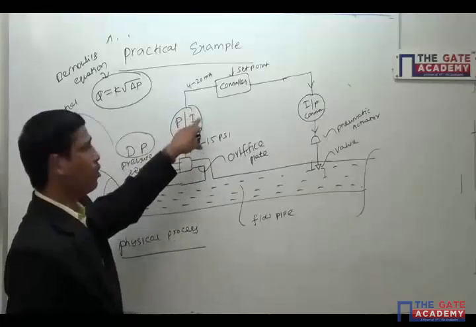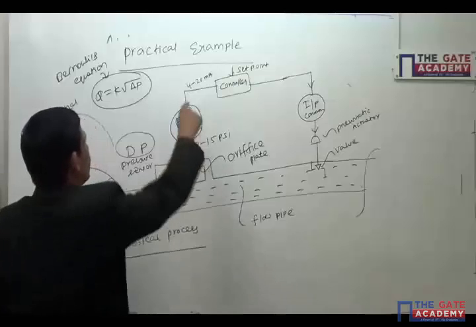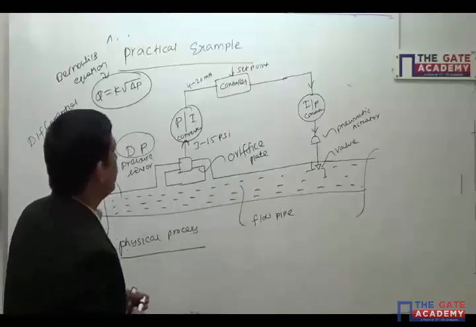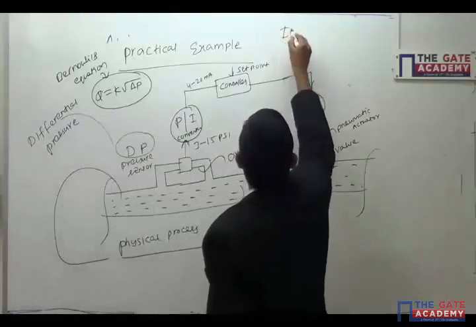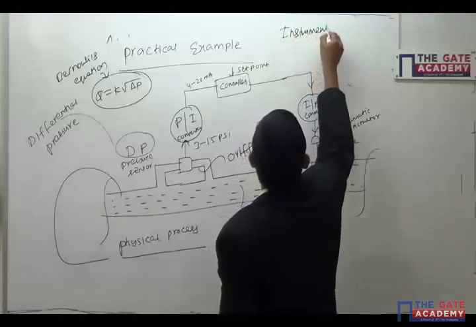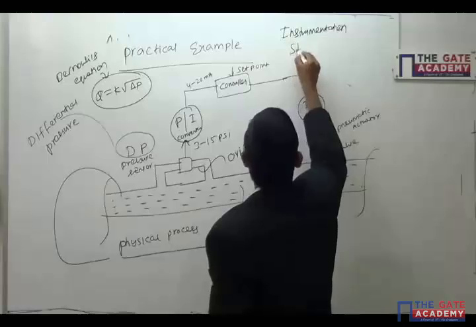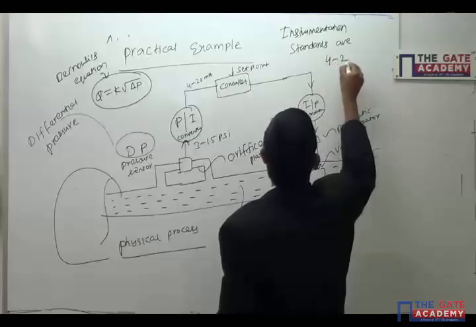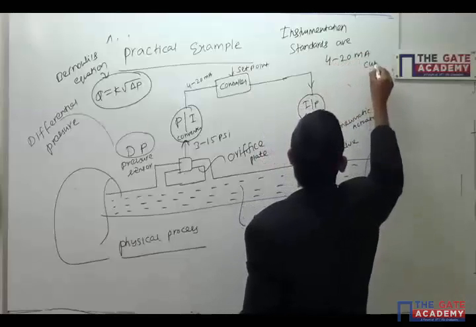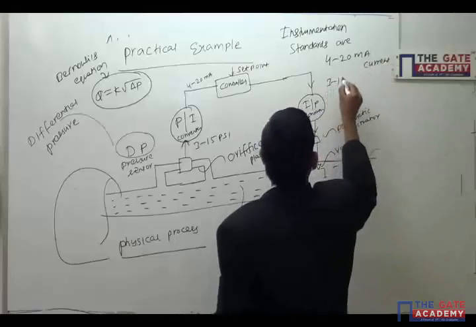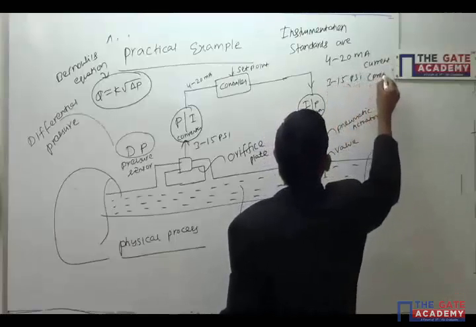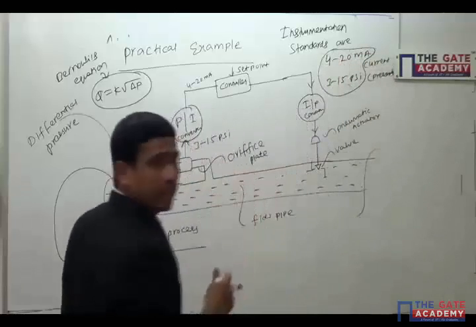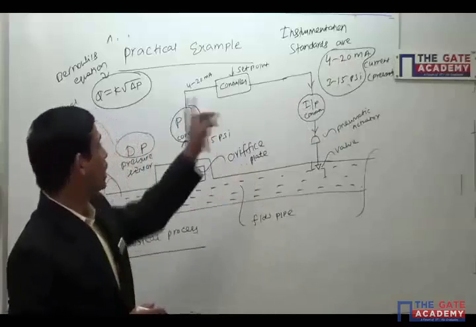So pressure will be converted into current, and I am getting 4 to 20 milliamperes. Because here the instrumentation standards, this is a very important thing, are 4 to 20 milliamperes current and 3 to 15 psi pressure. This is very, very important. Being an instrumentation engineer, you should know these things.